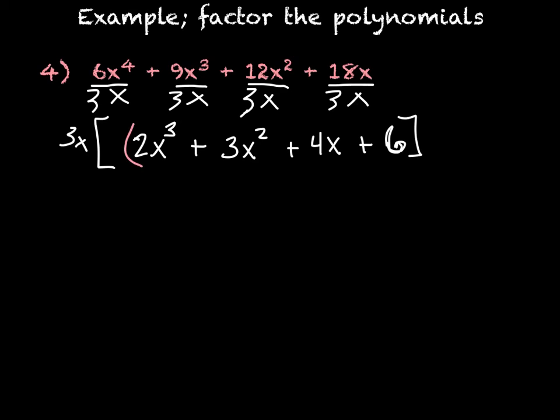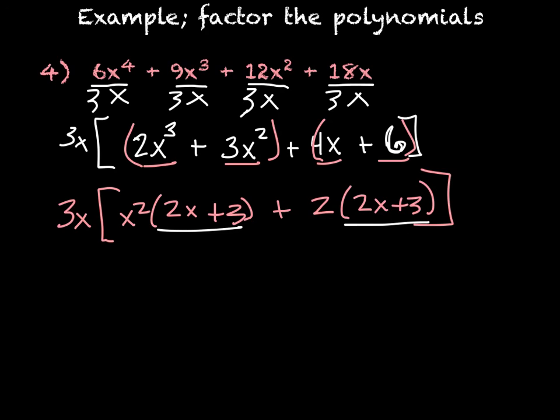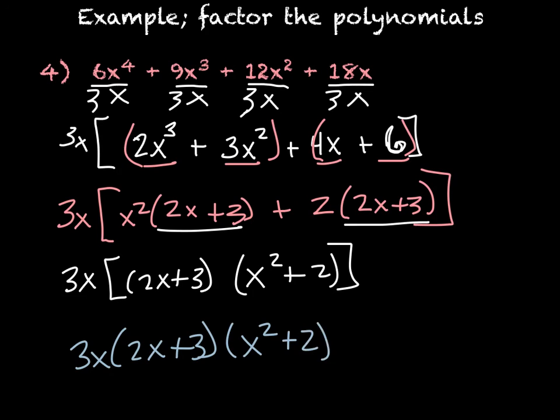Okay, so here's where I'm going to do my grouping, leaving me with a 3x, and I'm going to factor out an x squared. That's all I can take out, leaving me with 2x plus 3. And then of the next one, what can I factor out? I can only factor out a 2, leaving me with 2x plus 3. And that makes sense because now I have the same thing left from the factoring, leaving me with a 3x times 2x plus 3 when I pull that out, times x squared plus 2. So my final answer is 3x times 2x plus 3 times x squared plus 2. And that is your final answer.